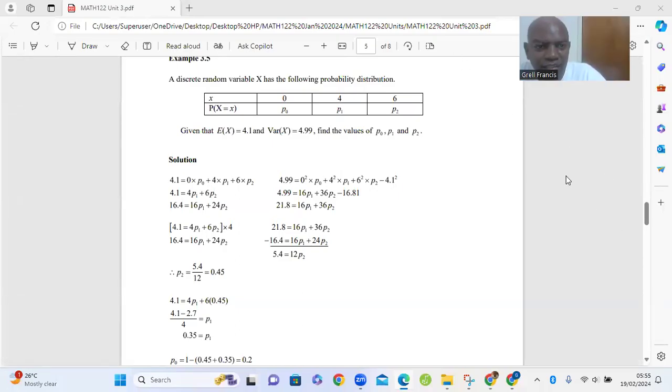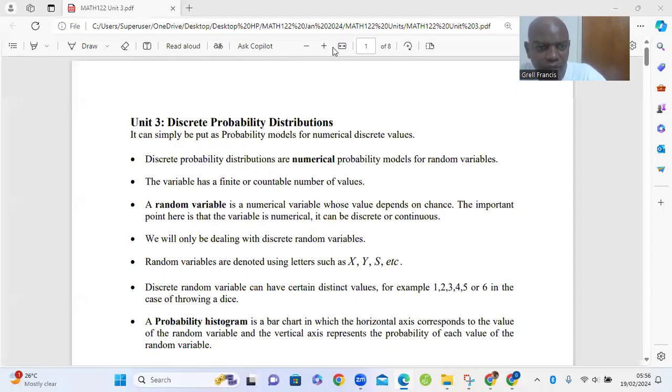Here we are going to discuss example 3.5. Example 3.5 is from unit 3 with regards to discrete probability distributions. Here are some important points with regards to discrete probability distributions. It can simply be put as probability models for numerical discrete values.